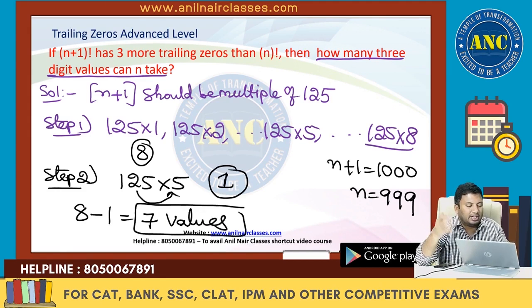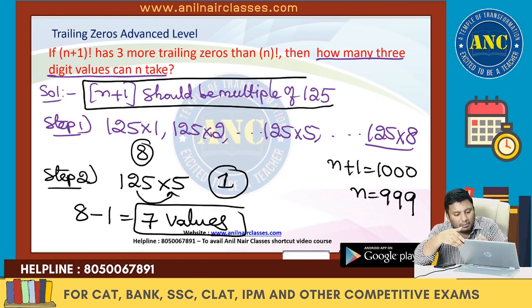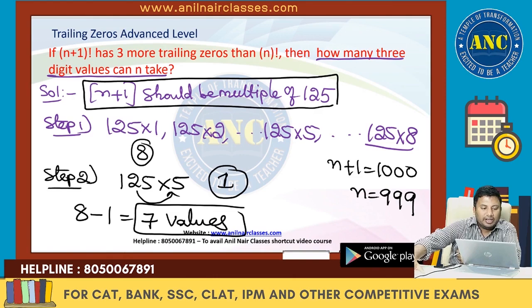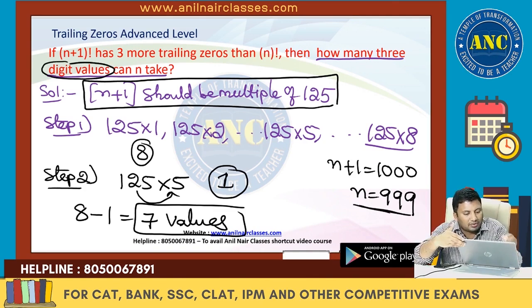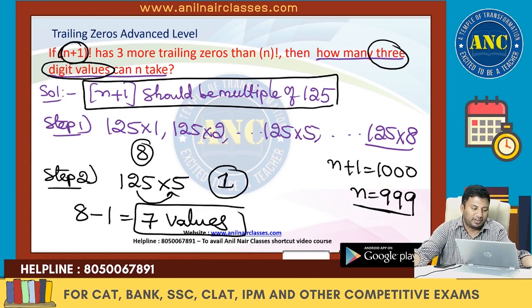Please ask me any doubt in case you have. n plus 1 should be a multiple of 125. I hope this idea is clear. So it is 125 1s are, 125 2s are, up to 125 8s are. n plus 1 is 1000, n value will be 999. Question is, how many 3-digit values can n take? n can take 999. Here n plus 1 is taking a multiple of 125.